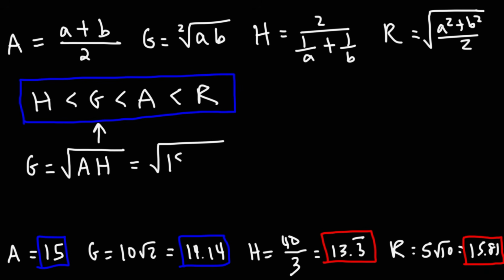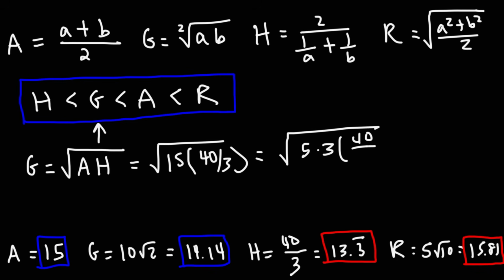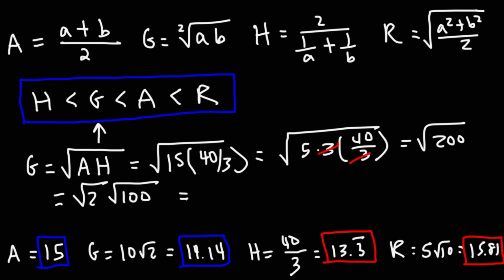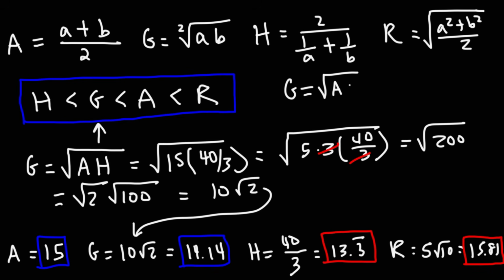So A is 15, that's the arithmetic mean. The harmonic mean is 40 over 3. Now 15 is 5 times 3. And when we multiply that by 40 over 3, the 3's cancel. 5 times 40 is 200. And the square root of 200 is, well, 2 times 100. The square root of 100 is 10. So we get 10 root 2, which we can see is equal to G. So that's a formula you can add to your list. The geometric mean is equal to the geometric mean of the arithmetic mean and the harmonic mean.